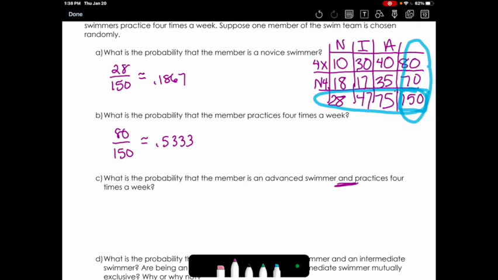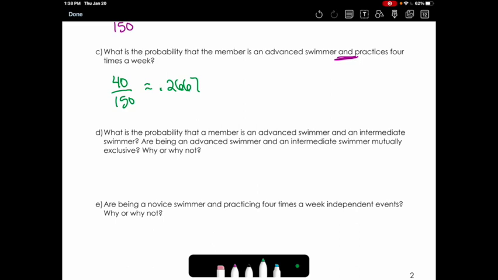Okay, the next question, what is the probability that a member is an advanced swimmer and practices 4 times a week? Well, if the person is an advanced swimmer and practices 4 times a week, then it would have to meet both of those conditions, which means we're looking at this group right here, the 40, that's in the advanced column and in the 4 times a week. So that would be 40 out of 150, which in decimal format would be 0.2667.